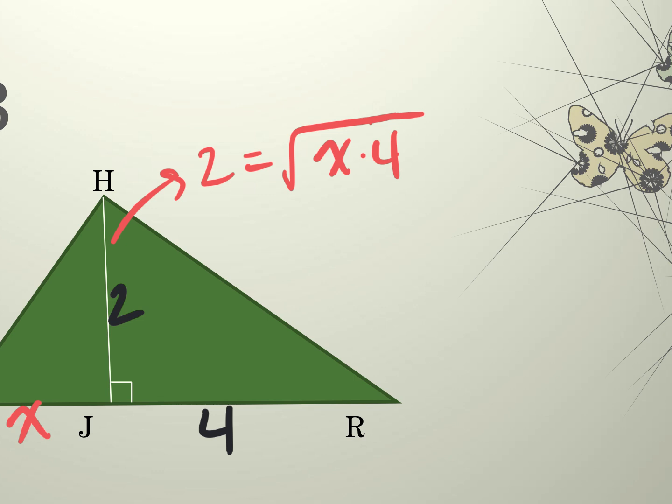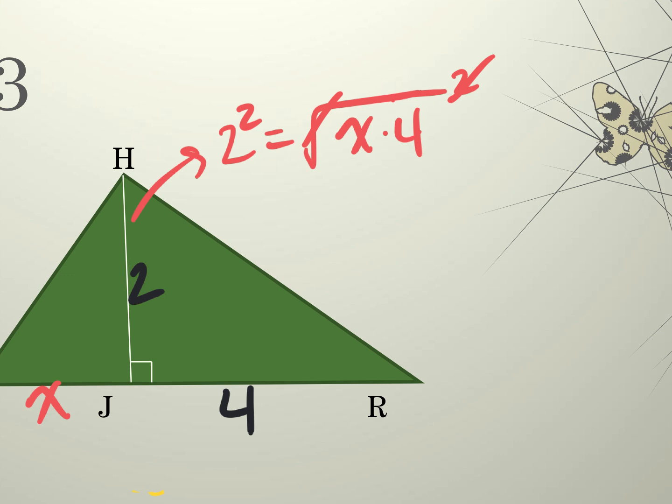Diana? Square both sides. Very good. Because what happens when you square a square root? They're going to cancel. Very good. Because they're inverses of each other. So what's 2 squared? 4.